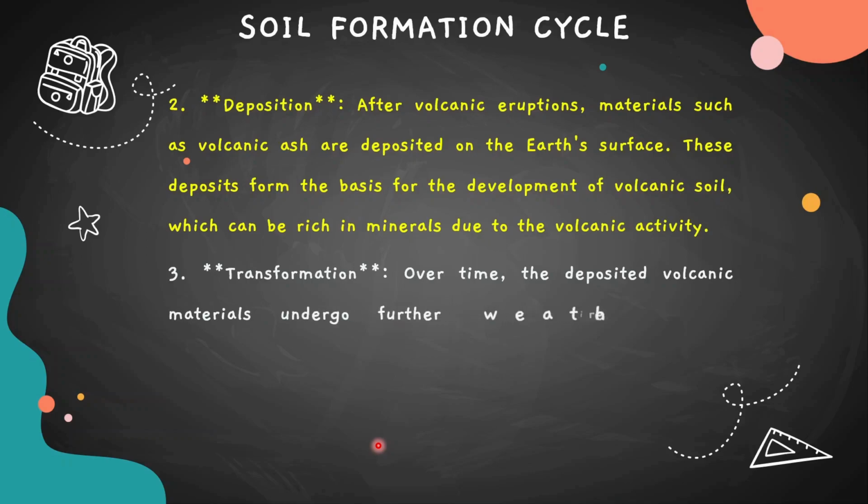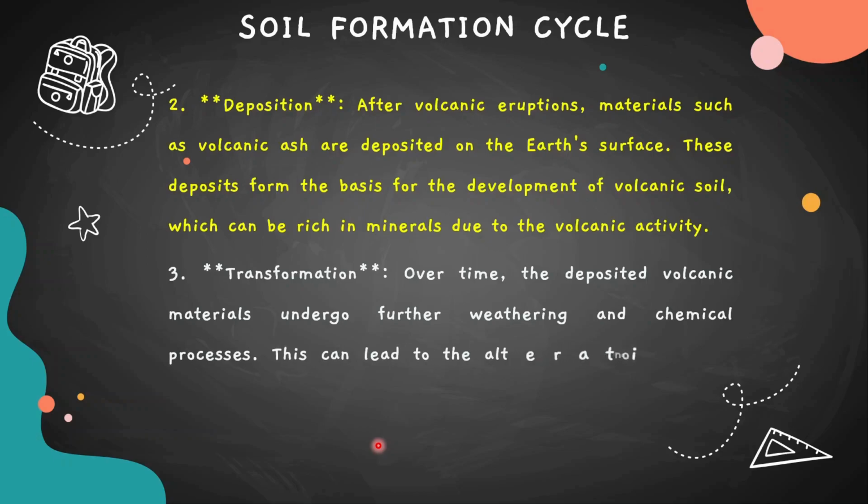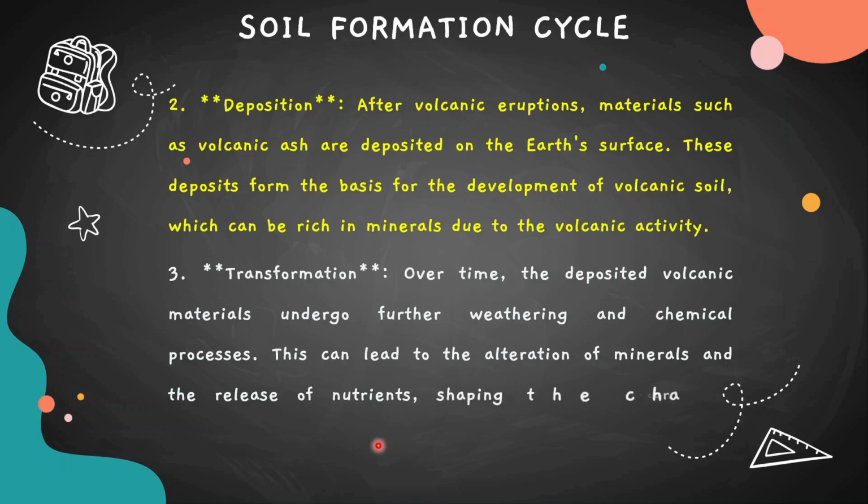The next process in the soil formation cycle is transformation. Over time, the deposited volcanic materials undergo further weathering and chemical processes. So, though the volcanic ashes are present over the surface of the Earth, they will come in contact with nature. In nature, either they will come in contact with water, or with some chemicals, or with some wind and all. So, in coming in contact with all these natural things, they undergo further weathering and chemical processes. This can lead to the alteration of minerals and the release of nutrients, shaping the characteristics of volcanic soils.